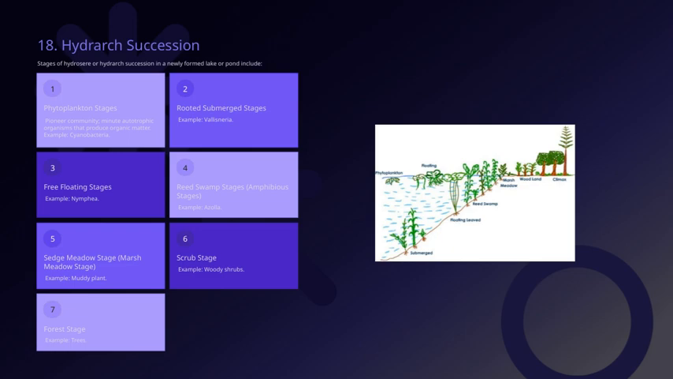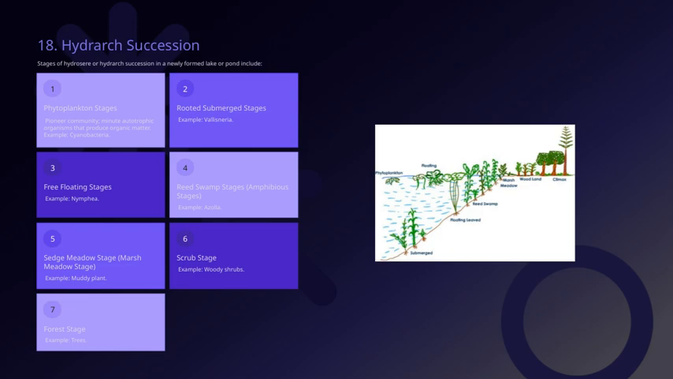Following that, there are the reed swamp stages, which are amphibious stages. Here, reeds and similar plants form dense stands in the marshy areas, gradually transforming the aquatic environment. Moving into the sedge meadow stage, woody shrubs start to appear. These plants further stabilize the soil and start to create a more terrestrial environment.